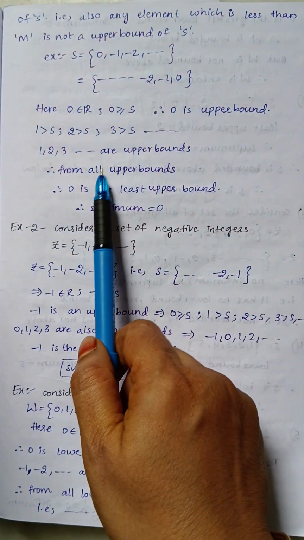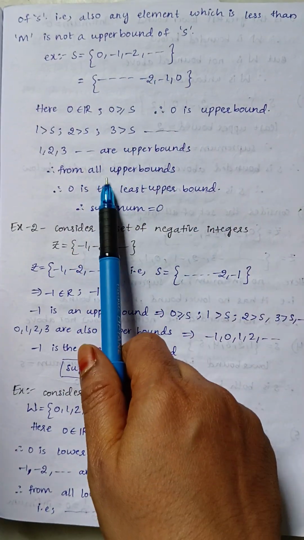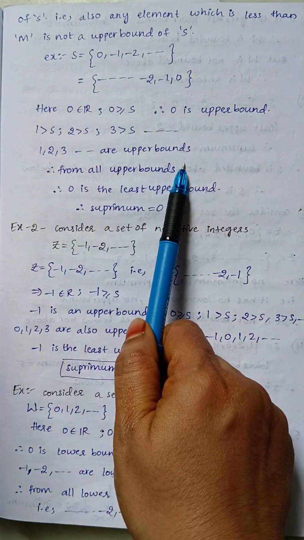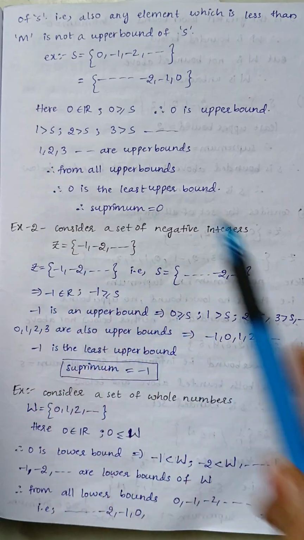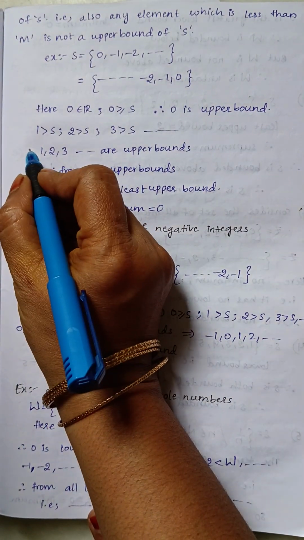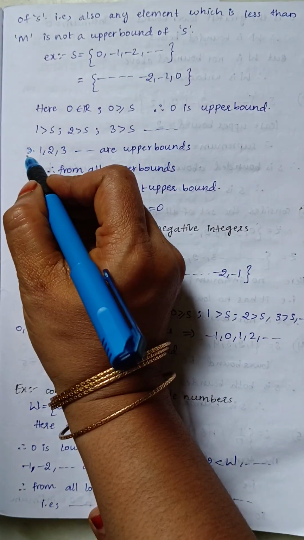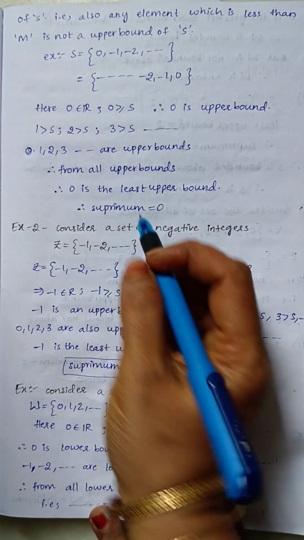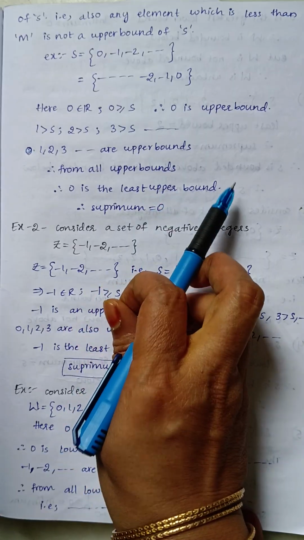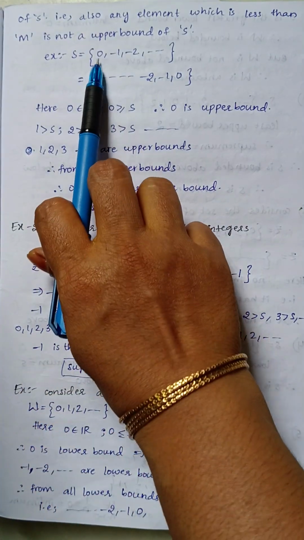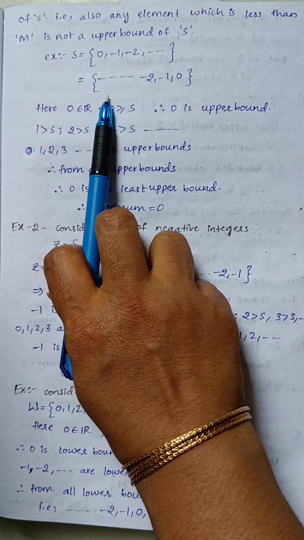So, similarly, how many upper bounds for any set? An infinite number of upper bounds will be there. And out of all these upper bounds, which one is the least one? Yes, 0, 1, 2, 3, 4 and so on. Out of all these upper bounds, 0 is the least one, which is called the least upper bound, which is also called supremum. So, what we observe here, you take any set, make it into ascending order.